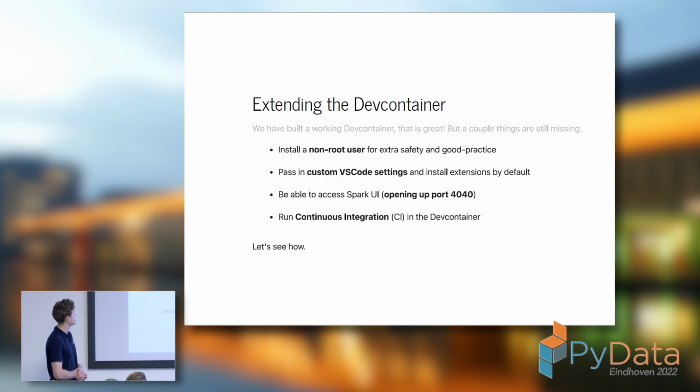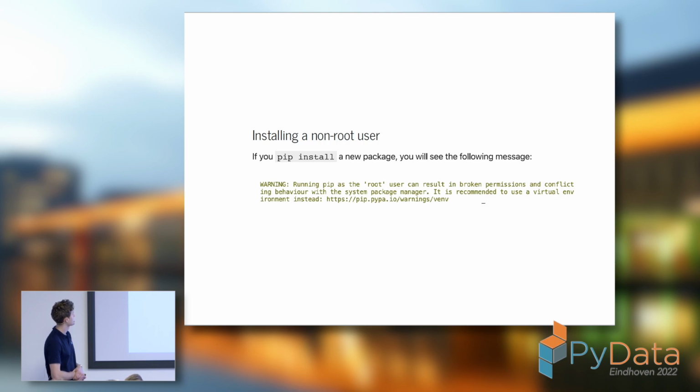Okay, let's see how we can do these extra steps. So starting with installing a non-root user. Just to illustrate that indeed pip is also telling you this, it's always good practice if you have a production image, just in case this image gets hijacked, that the hijacker has as few permissions as possible. So you want to give the user that is running in the system as few permissions as possible. So also not to mess up the file system. It might be nice not to execute everything as root by default.